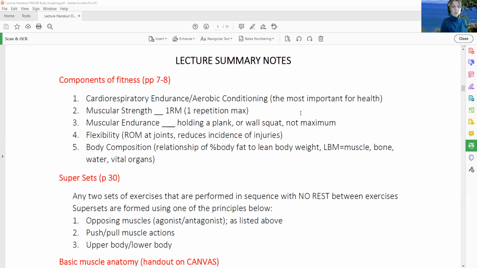And the third one, or the fourth one, is flexibility, which is on page 8 in the book. Okay, what I want you to know for flexibility is, and I want you to also debunk the understanding that some people say, oh, I'm a flexible person, or I'm not a flexible person, I'm so stiff. Those are myths, and they're not true, because flexibility is joint specific, and flexibility is the range of motion, or ROM, at your joints.